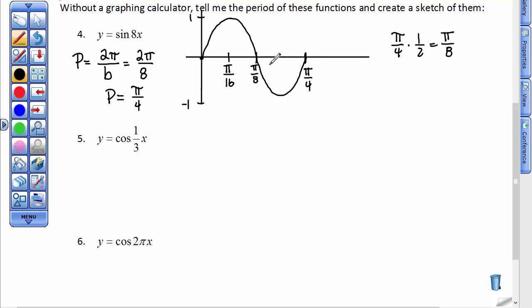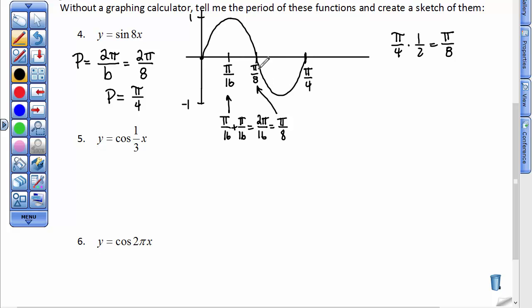And then to find this point, I want to make it a little bit easier. Each one of these sections is pi over 16 in length. So if I took this pi over 16 and added another pi over 16 to it, I'd get 2 pi over 16, which is 1 pi over 8. I already had that. I already figured that out by taking half of the pi over 4.